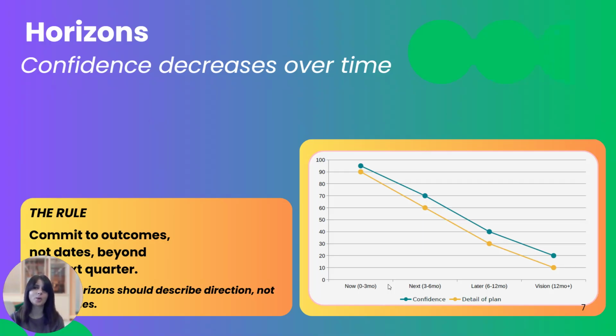So for the time horizons, the confidence decreases over time, and the main thing is the rule that makes you committed to outcomes and not dates. So the horizon should be able to describe the direction.